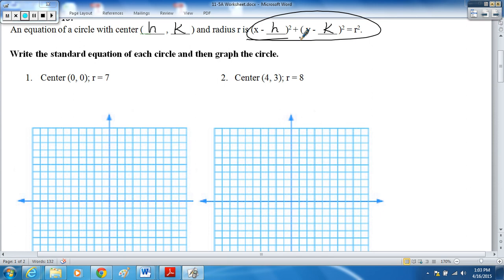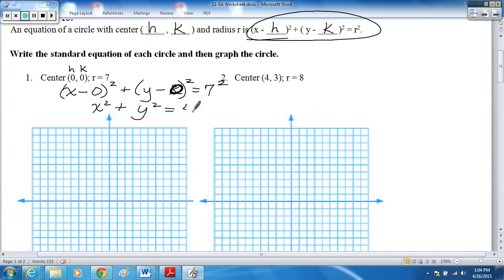The center is at (0, 0), so I'm going to write down (x - h)² + (y - k)². Oops, I didn't mean to put k actually. I meant to put 0, because this is h and this is k. It is equal to the radius squared. Now, how would I like to see it as a final answer? I want you to simplify that. x minus 0 is just x, so I'm going to put x squared. y minus 0 is just y, so I'm going to put y squared. And then it's equal to 49.